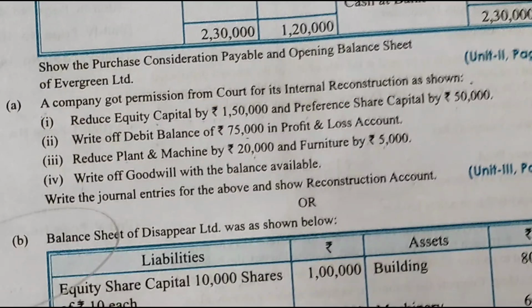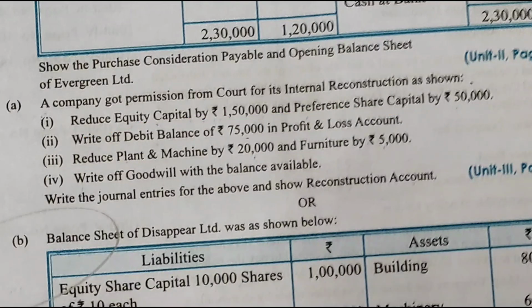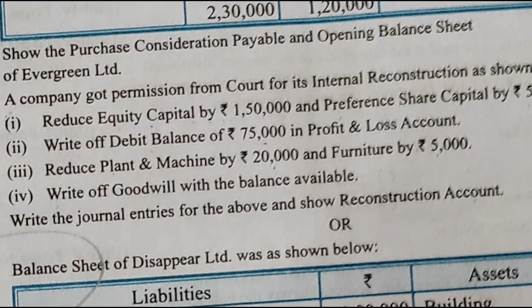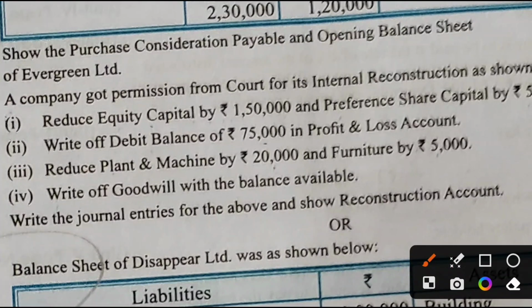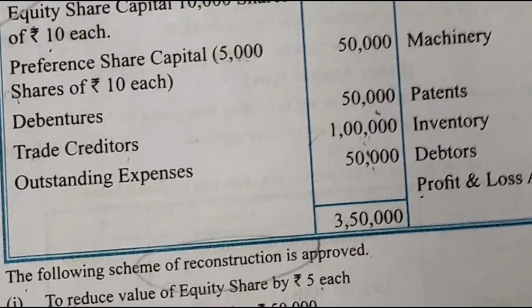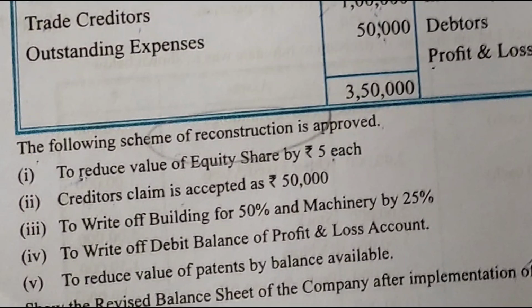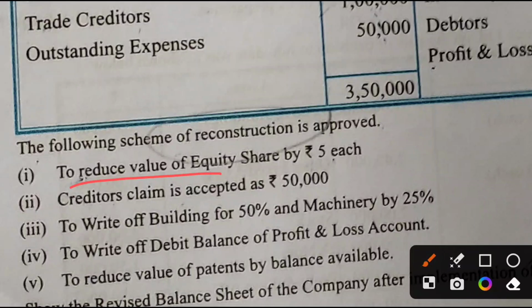Reduce the equity share capital by rupees 1,50,000 and preference share capital by 50,000. This is the main point. See here, generally in internal reconstruction you will see old value rupees 10, new value reduced to rupees 5, or reduced by. In the next question you can see old value is rupees 10, but here they are saying reduce the value of each equity share by rupees 5.